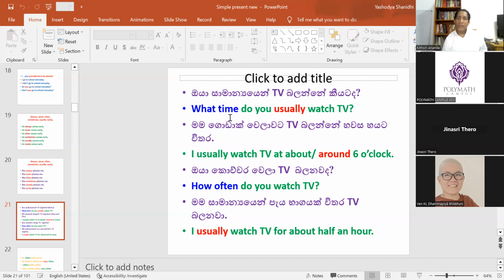Now I usually watch TV at about 6 o'clock, around 6 o'clock. Now you see that I usually watch. Usually I watch TV at about 6 o'clock. All the time, at the beginning, we have to adhere to a correct way of telling. How often do you watch TV? How many times? How often?